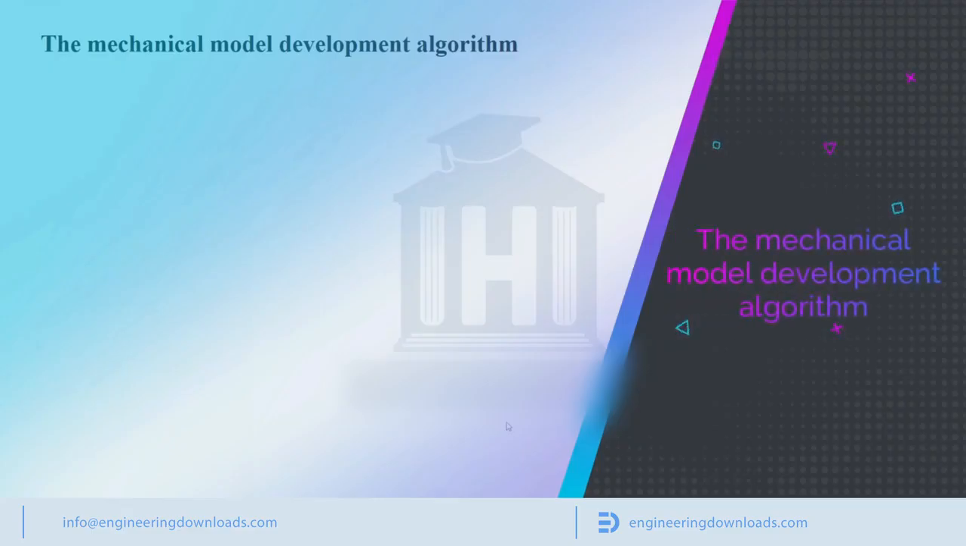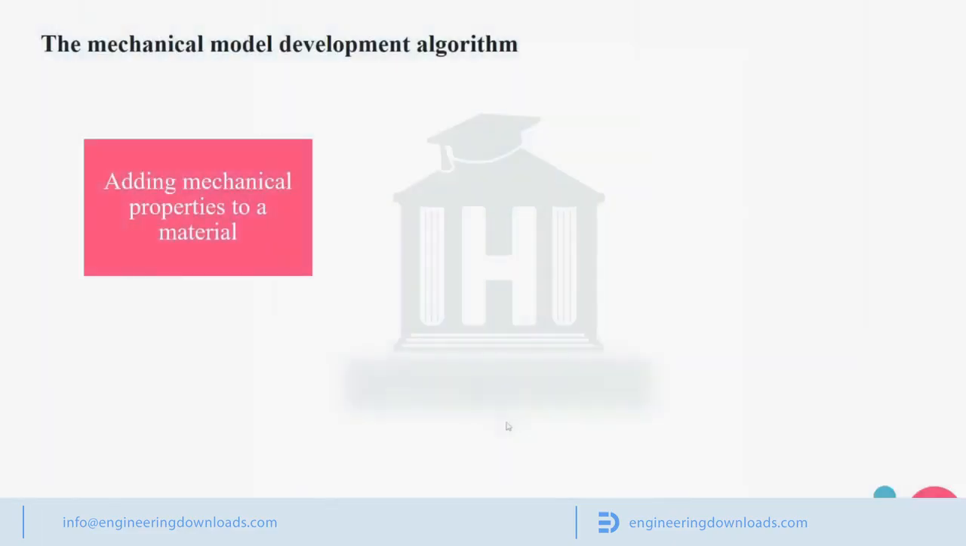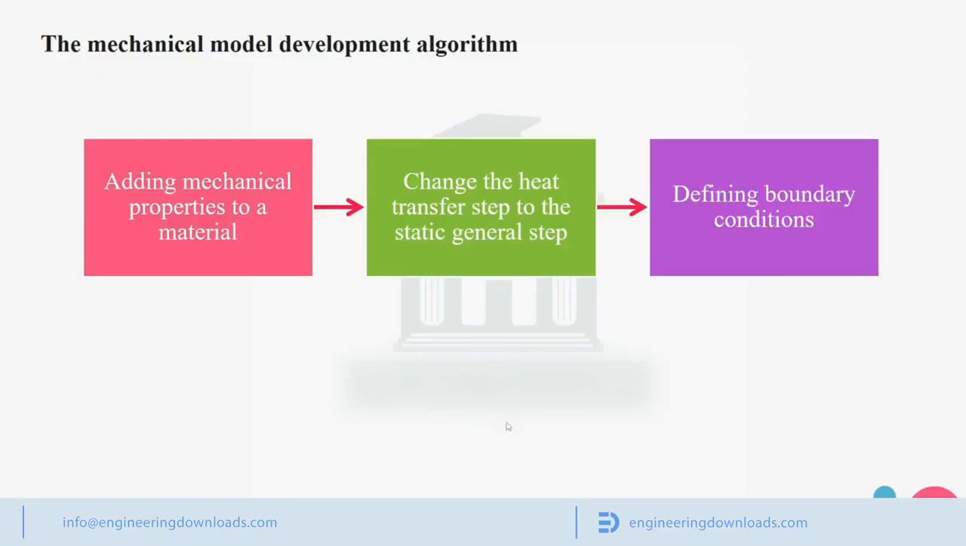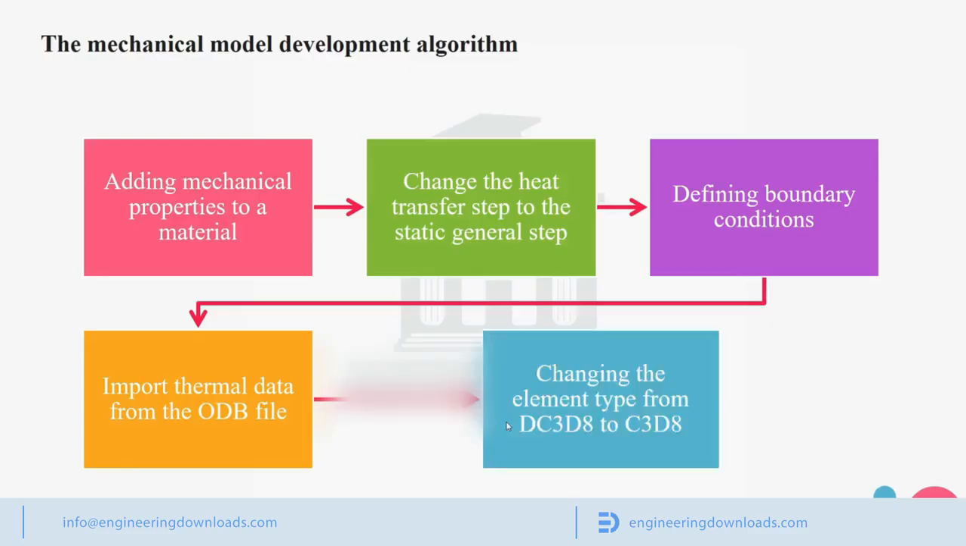To develop the mechanical model, firstly, you would need to add the mechanical properties, such as elastic, plastic, expansion, and so on, to the material. After that, you need to change the heat transfer step to the static general step. Then, you need to define the boundary conditions according to the problem conditions. The next step is to import the thermal data from the ODB file. Lastly, you will need to change the element type from thermal DC3D8 to mechanical C3D8.